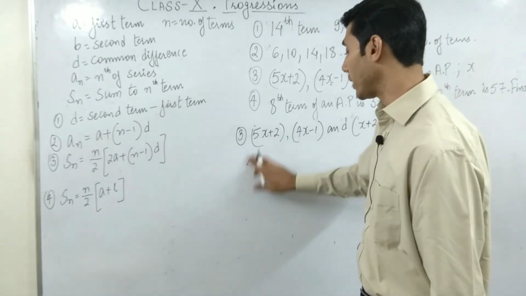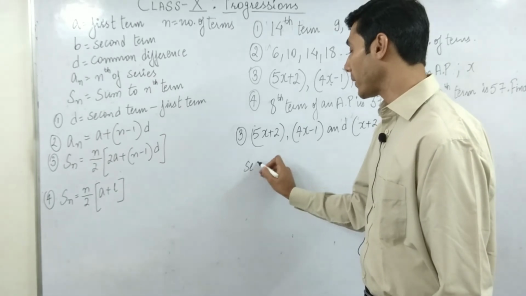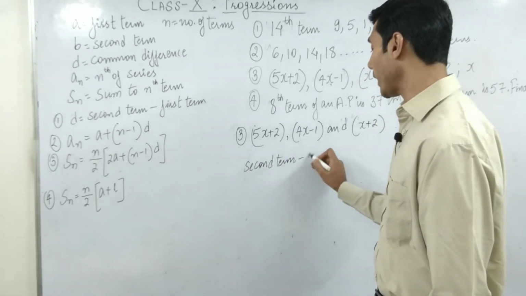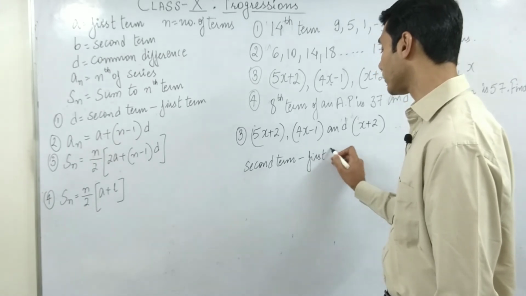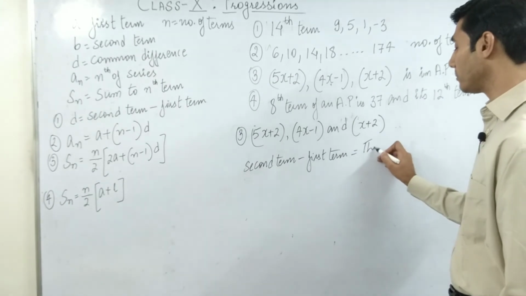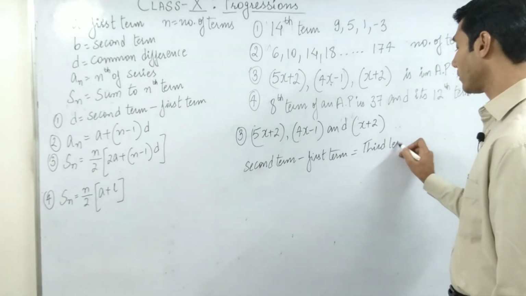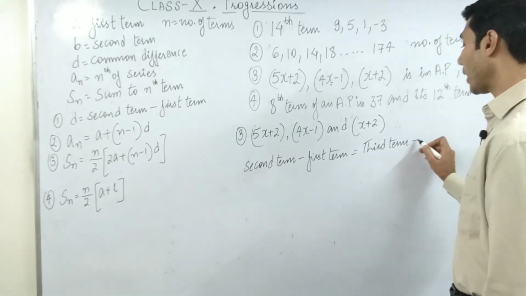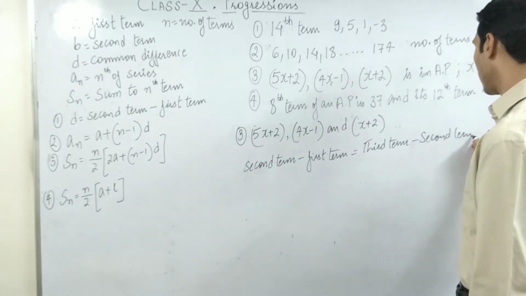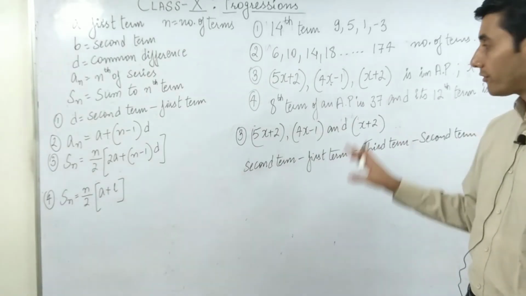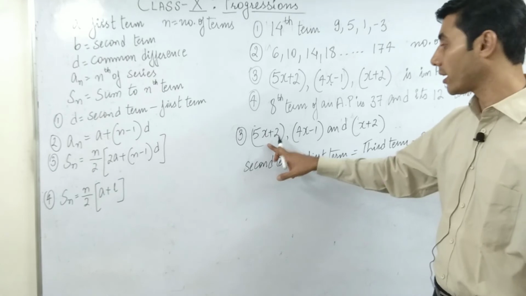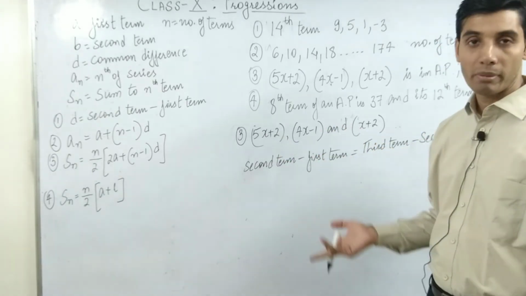The second term minus the first term should be equal to the third term minus the second term. Correct? If this series is an AP, it means whatever common difference comes from the second term minus the first term, the common difference between this and this should also be the same.